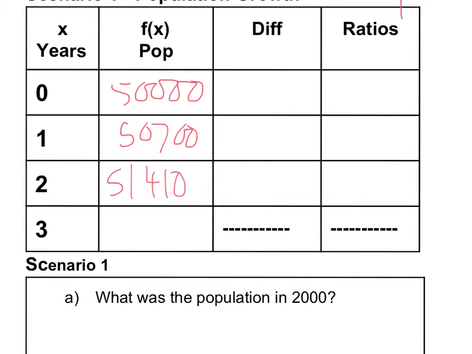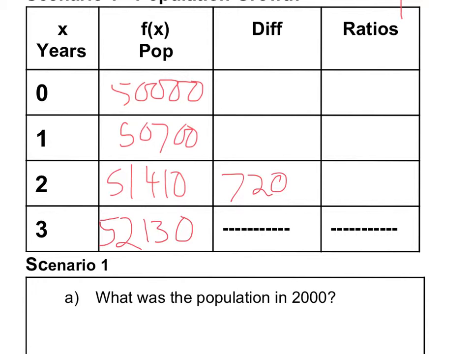And then the third one would be 51,410 times 1.014, or 1.014 to the exponent of 3, which would be 52,130. So now I do my differences: 52,130 minus 51,410. So it grew by 720 there.